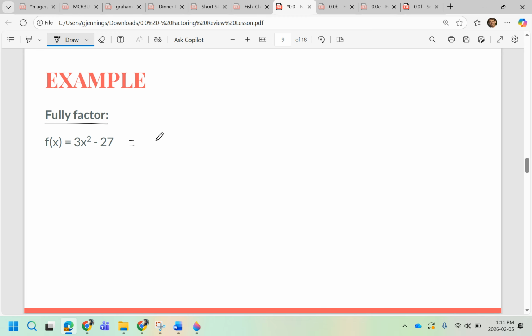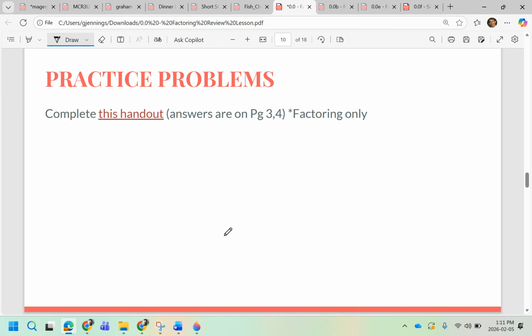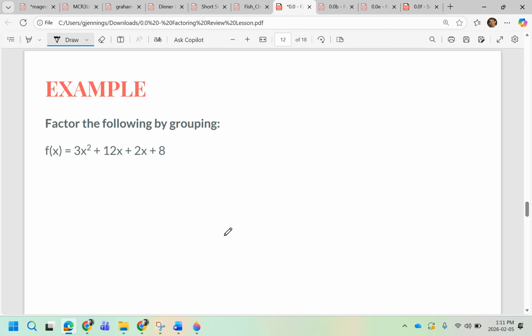So I'm going to work horizontally here for a second. 3 multiplied by x squared minus 9. Oh my goodness, there it is. So we have f of x is, at the end of the day, equal to 3 times x plus 3 times x minus 3. So fantastic. All right, and now we are fully factored. Beautiful. Let's keep going. So complete the practice problems. All right, worksheet problems. If we have some, we can circle back.